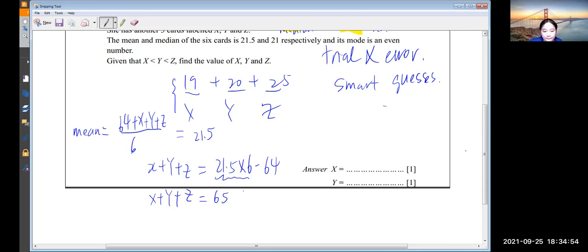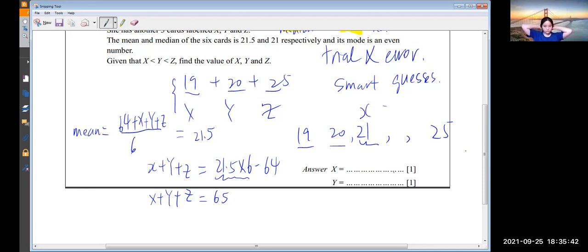Now the median is 21, meaning if you arrange these somehow, the middle number must be 21. So one of X, Y, Z is 21. Okay, let's test. Let's assume 21 is X.